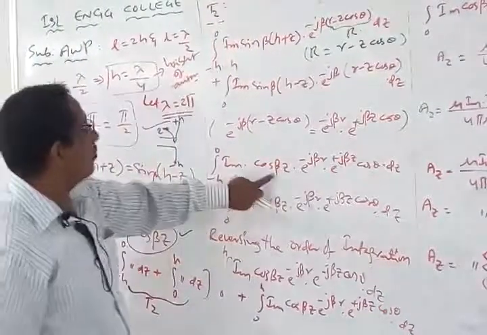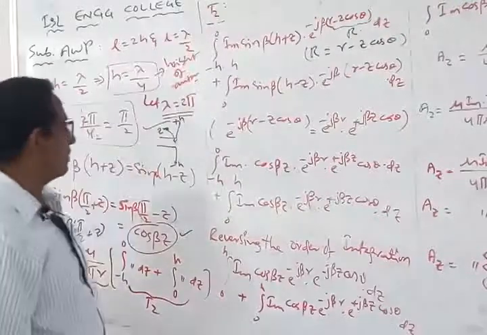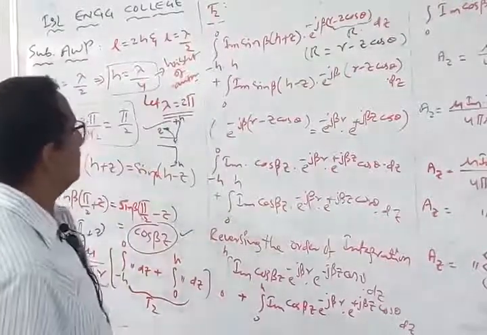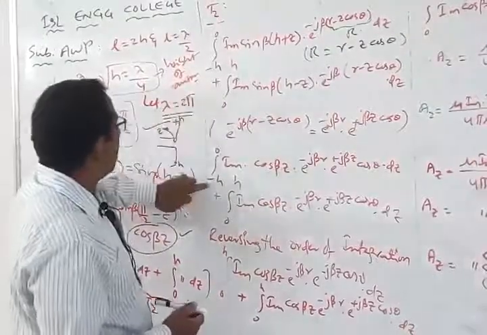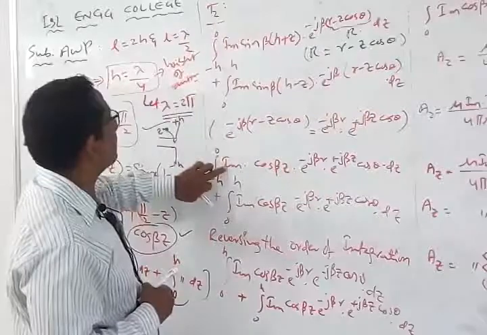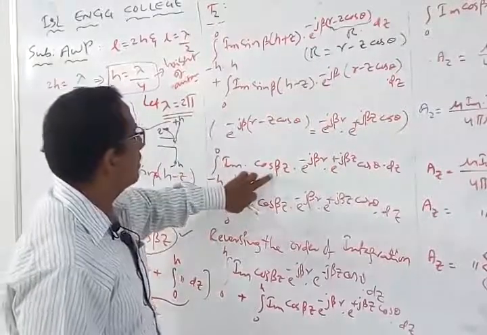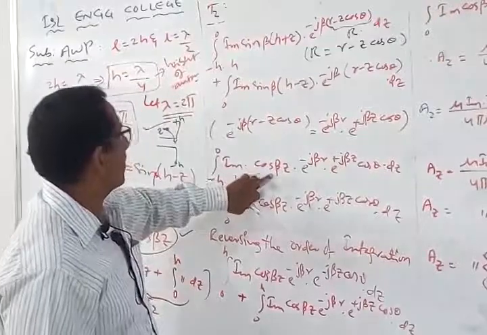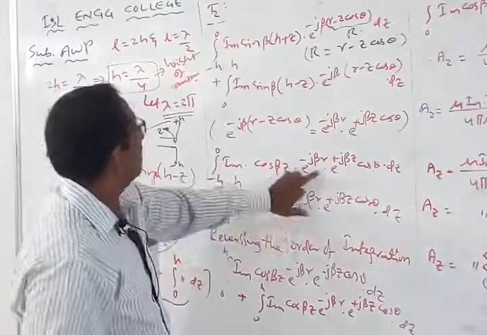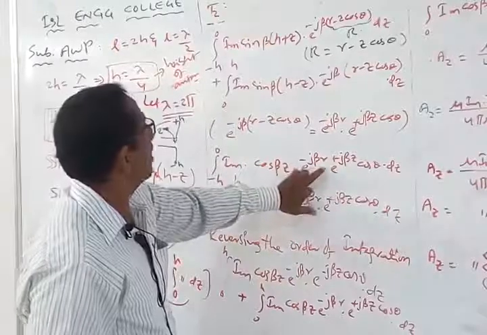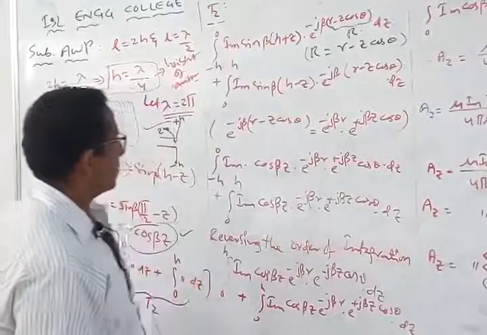Now let us substitute this equation in the above two equations. When you substitute in the above two equations, what do we represent this as? The integral from minus s to 0 of Im cos beta z into e power minus j beta r into e power plus j beta z cos theta dz.